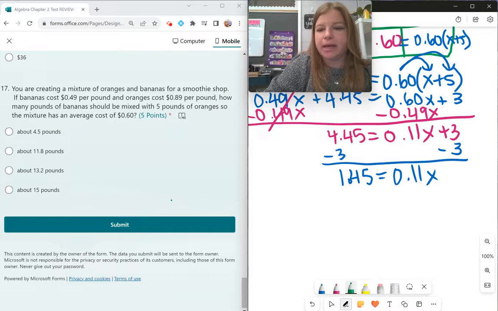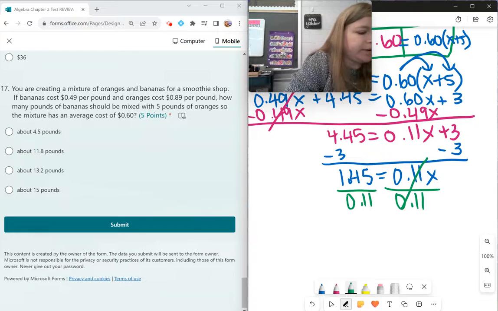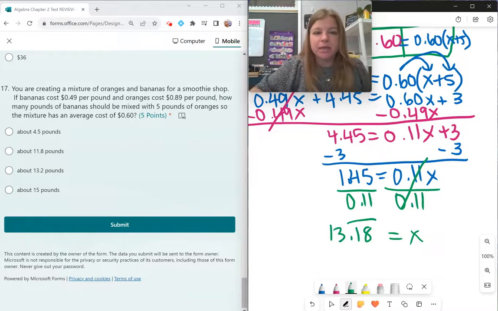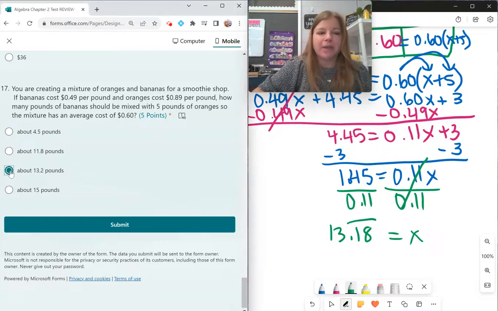Divide both sides by 0.11. So $1.45 divided by 0.11, I get 13.18, and the 18 is repeating. So if I look at my answer choices, it's about 13.2 pounds.